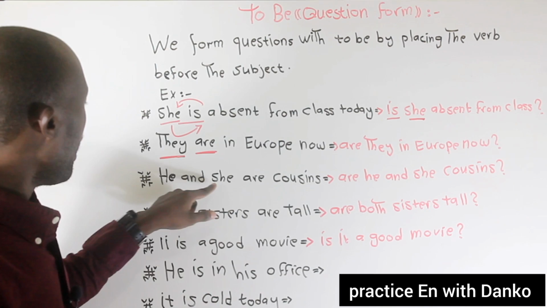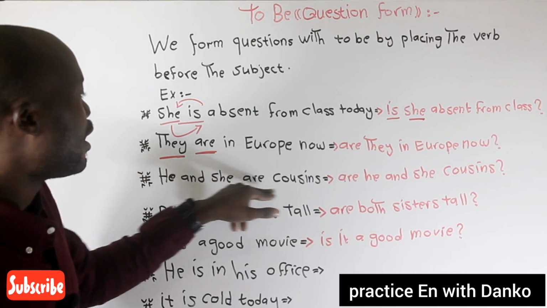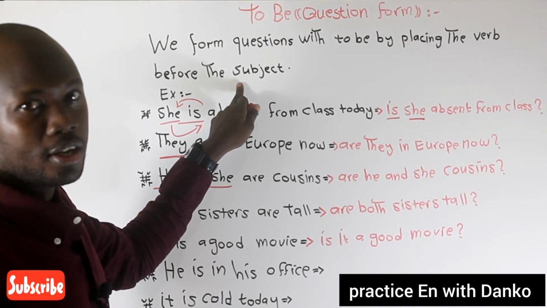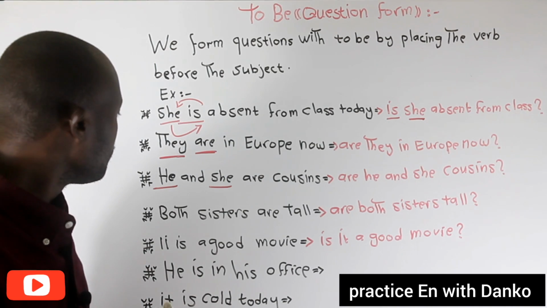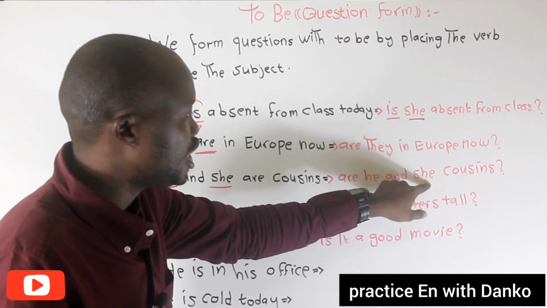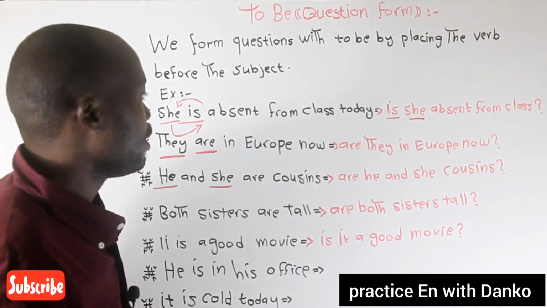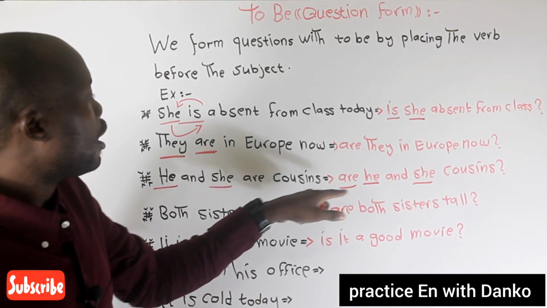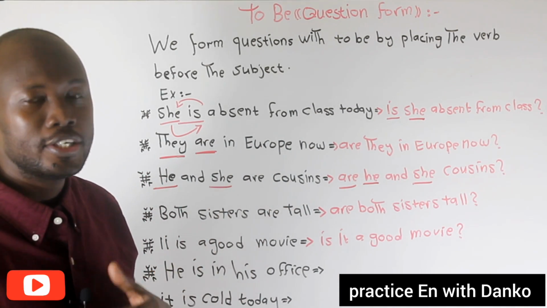Great. Number three, he and she are cousins. For example, Ali and Rhoda are cousins. Here "he and she" is the subject. We place the verb before the subject, and that directly becomes a question. The new question becomes: are he and she cousins? The subject is he and she, and the verb is "are". The answers: yes, they are cousins, or no, they are not cousins.